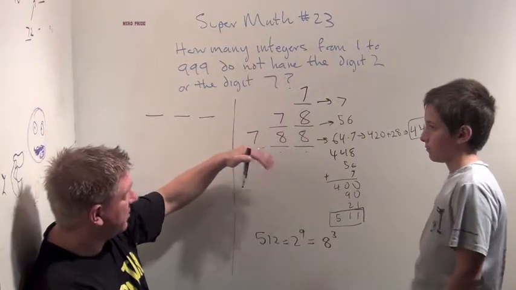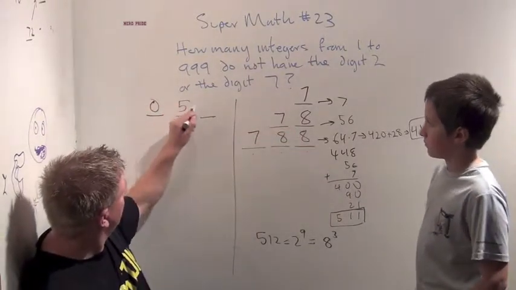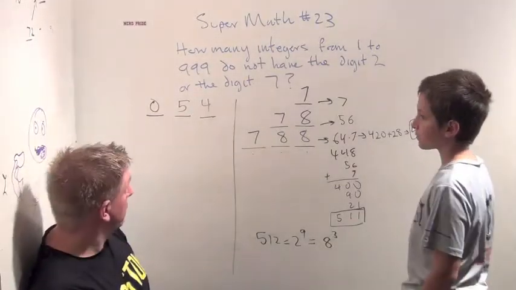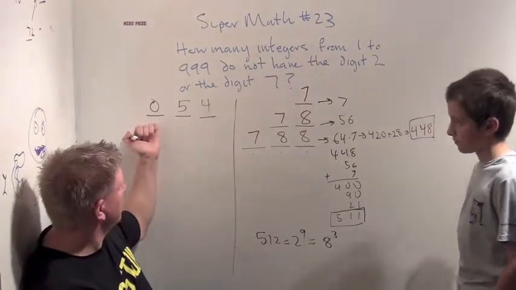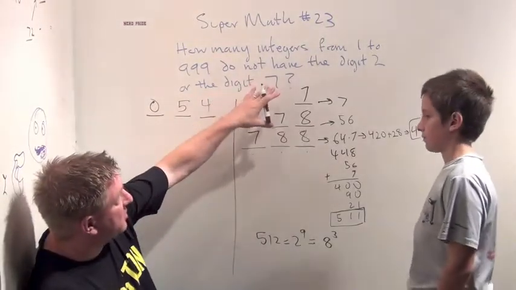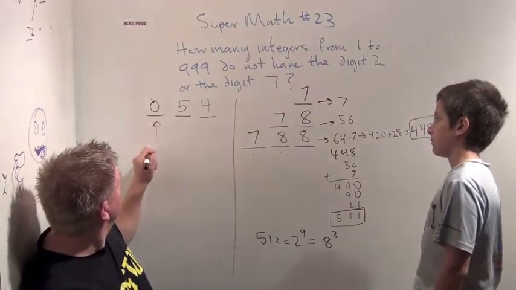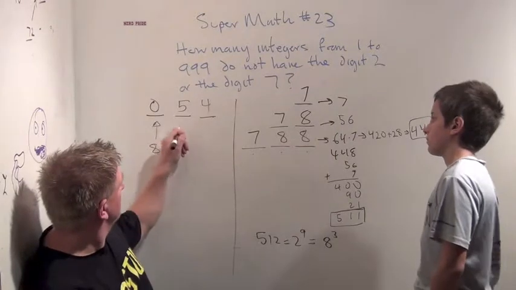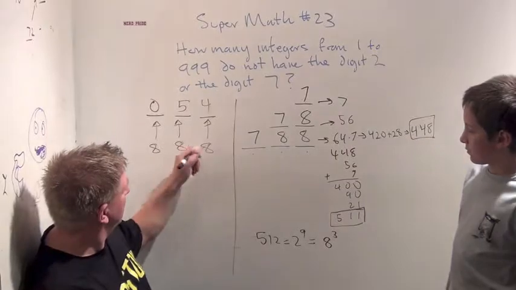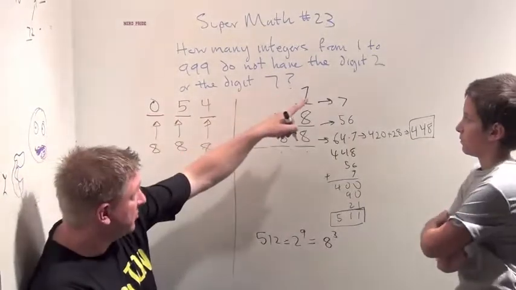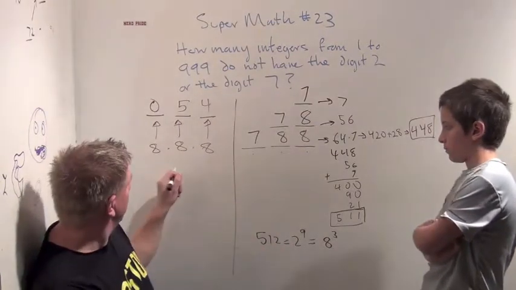We could easily write the number, I don't know, 54 as 0, 5, 4. We would normally say this is a 2-digit number, but it's fine to say it's a 3-digit number that starts with 0 for purposes of counting. So in fact, we do have 8 choices for the first digit, 8 choices for the second digit, and 8 choices for the third digit, because it can be any number from 0 to 9 except 2 and 7. And we just said that 8 times 8 times 8 is 512.